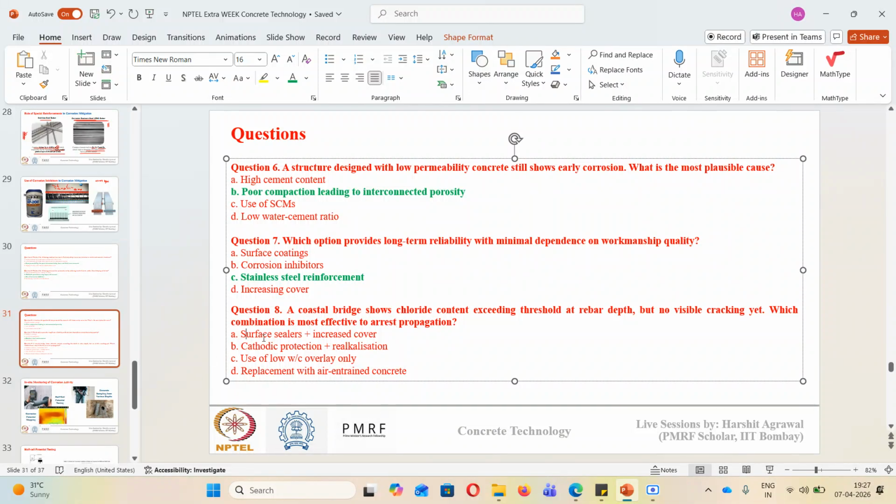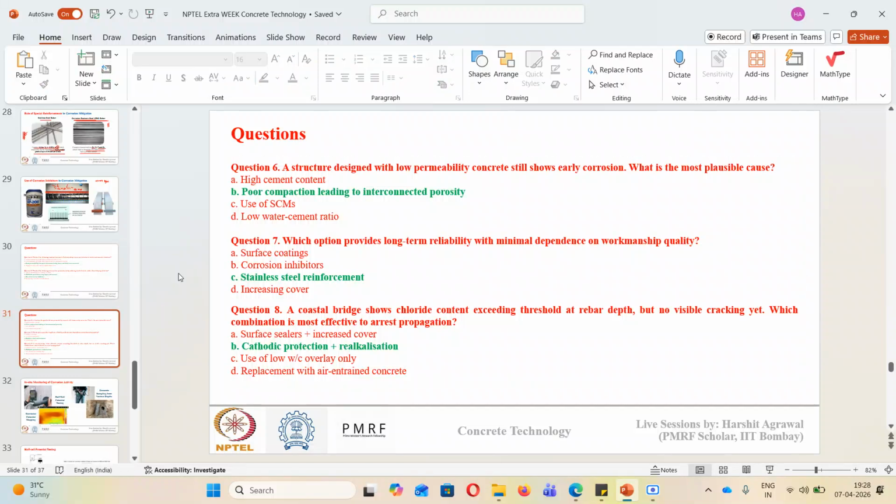Okay, answer for question number 8 will be B. Since corrosion has already initiated, any kind of surface sealer or use of low quality concrete, or even high quality concrete, won't make any sense because corrosion has already initiated. So once corrosion has initiated, our target should be to protect the structure. And for that we can use cathodic protection.